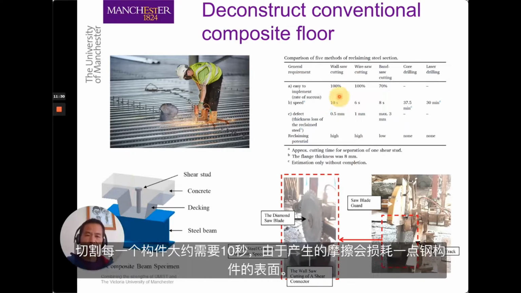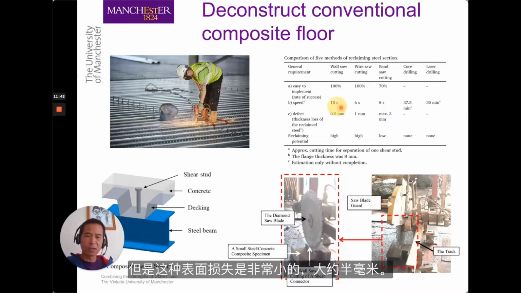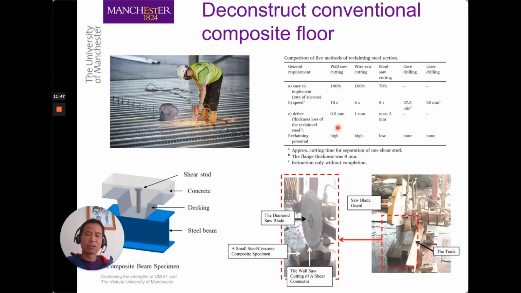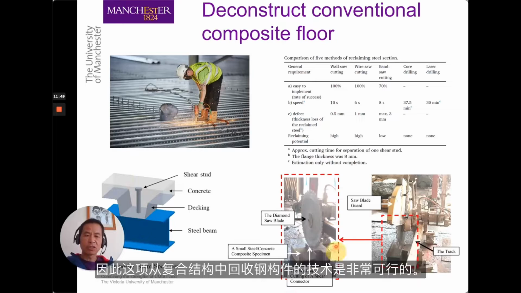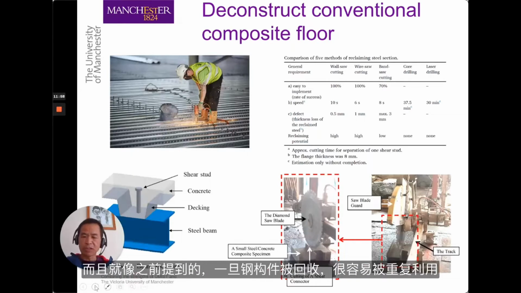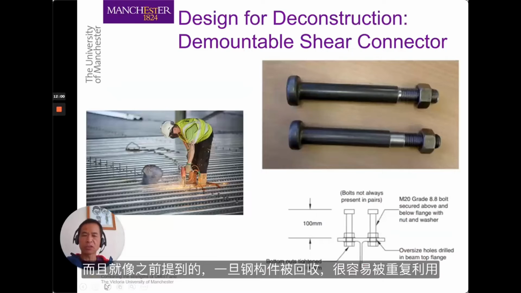To cut each one takes about 10 seconds. Because of the friction, it takes a bit of the steel surface of the steel section away, but the amount of surface loss is minimal, about 0.5 millimeter. So this technology is actually quite feasible to reclaim steel members from composite construction. And as I said before, once reclaimed, it's very easy to reuse steel sections.